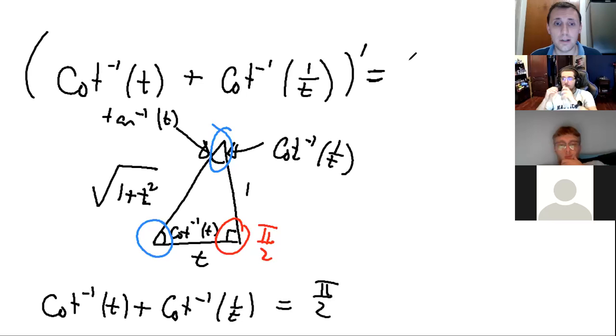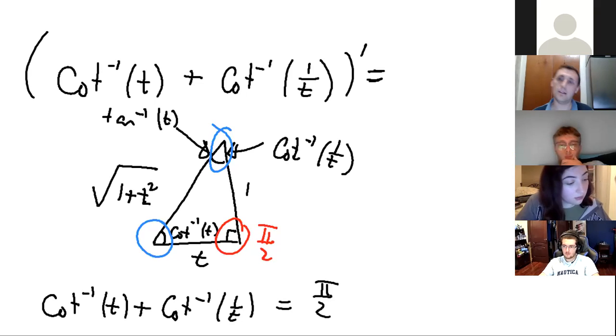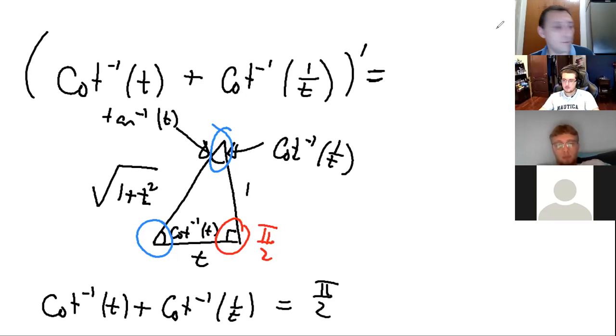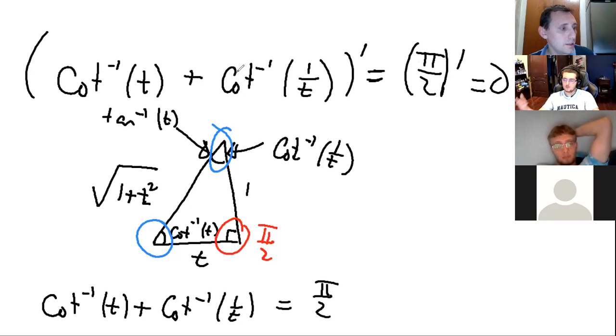Thank you, Christian. So what's the derivative? Exactly, it's just 0. It's just a constant. So it's just the derivative of pi over 2, which is 0. This looks complicated, but this is nothing more than a constant. Do you understand? So James, what you observed was beautiful, that you noticed it's tangent inverse of T plus tangent inverse of 1 over T. But what was useful in this situation especially is to see that it's a constant.